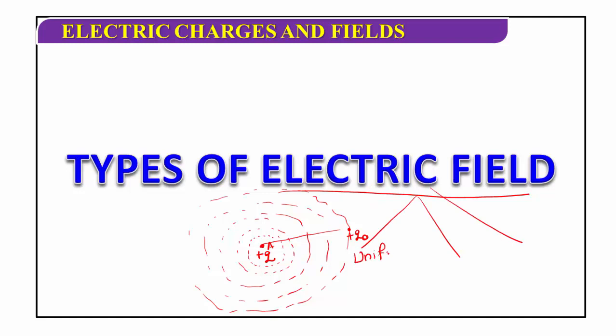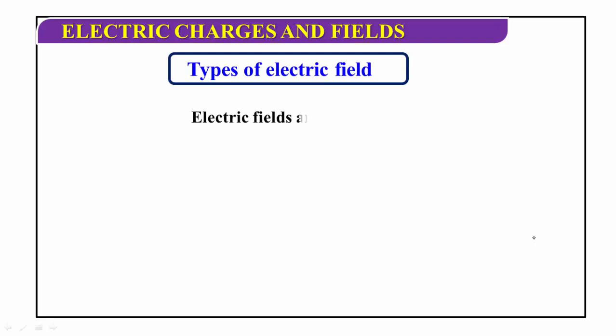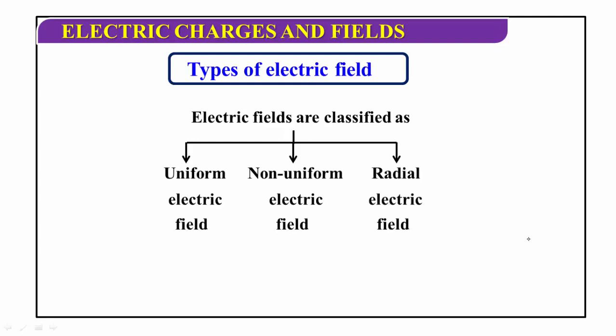First one is uniform electric field, the second one is non-uniform electric field, and the third one is radial electric field. Now we will see one by one. That is the uniform electric field. The electric fields are classified as uniform, non-uniform, and radial electric field.